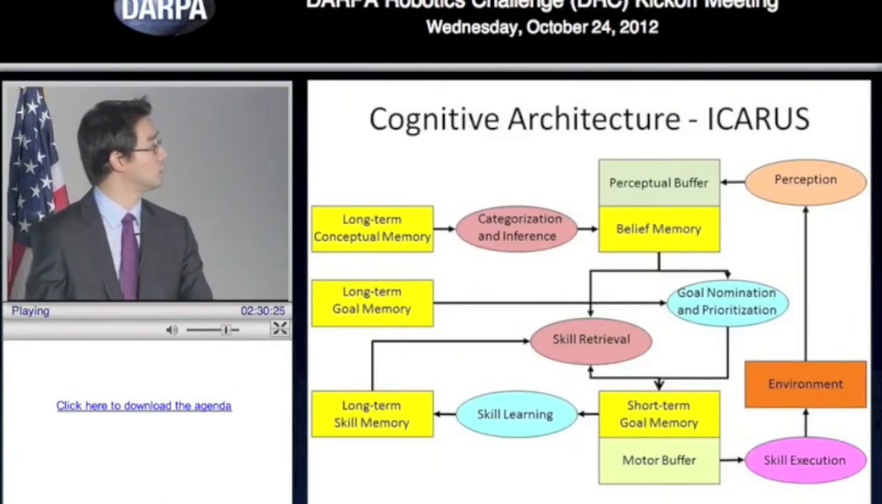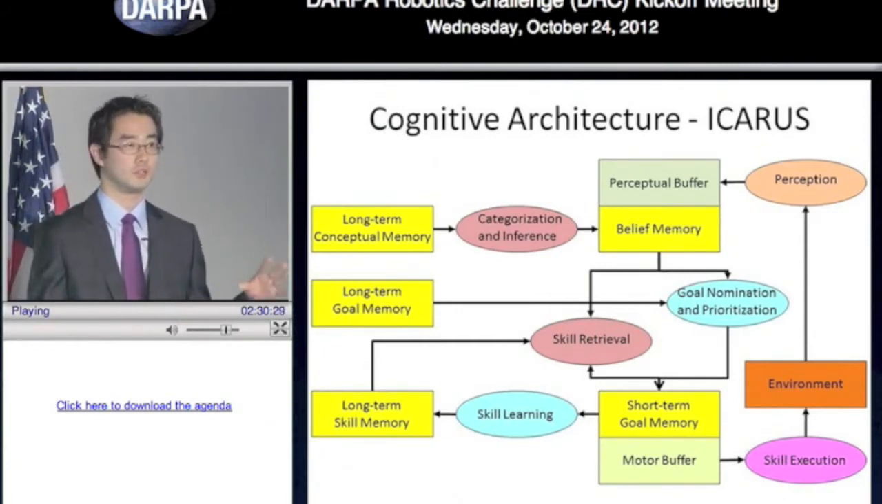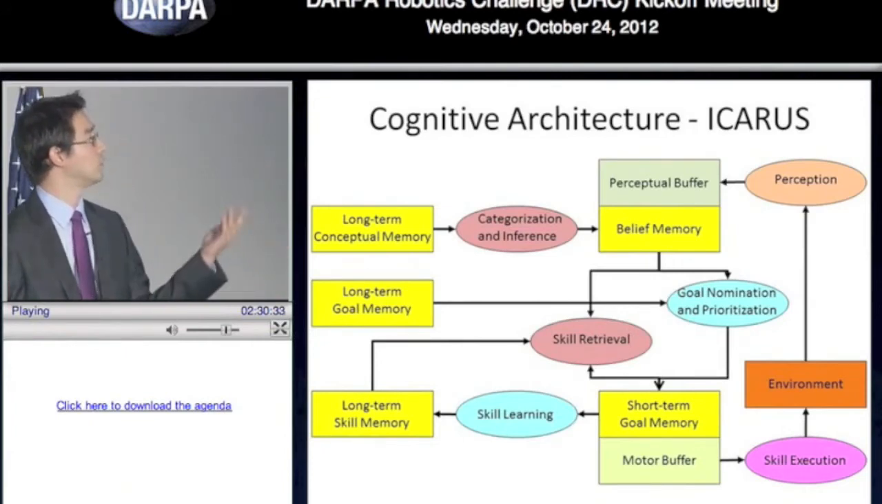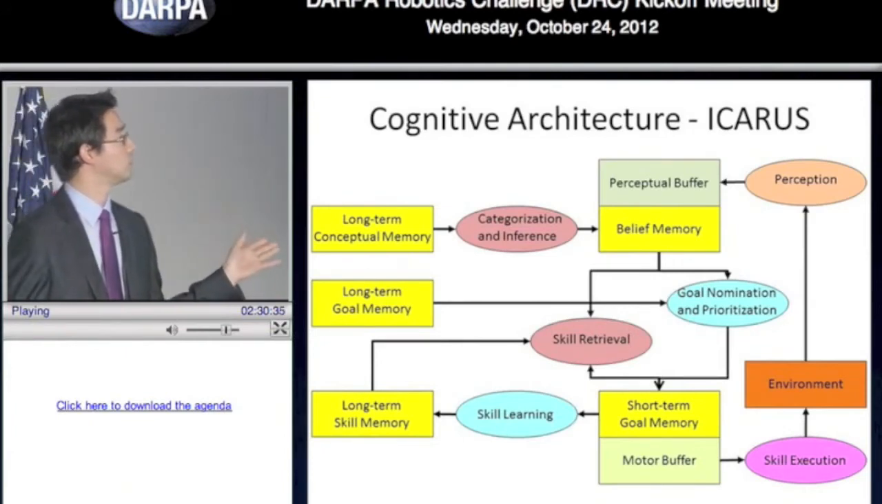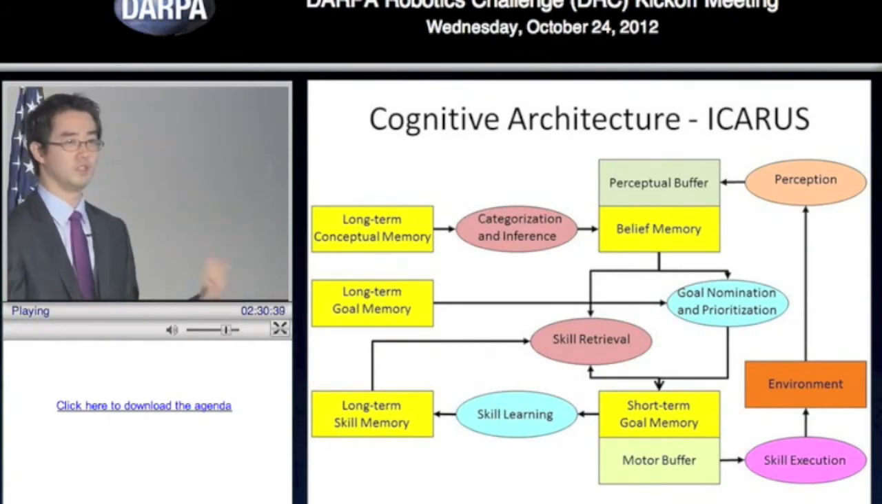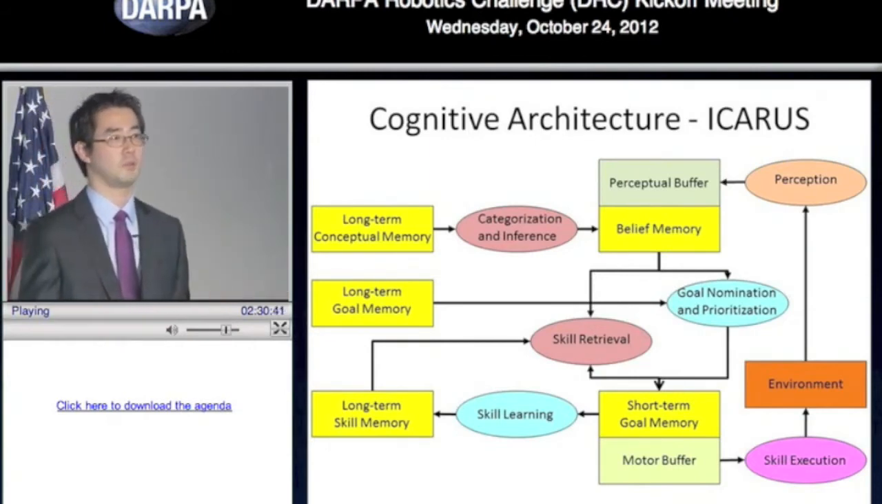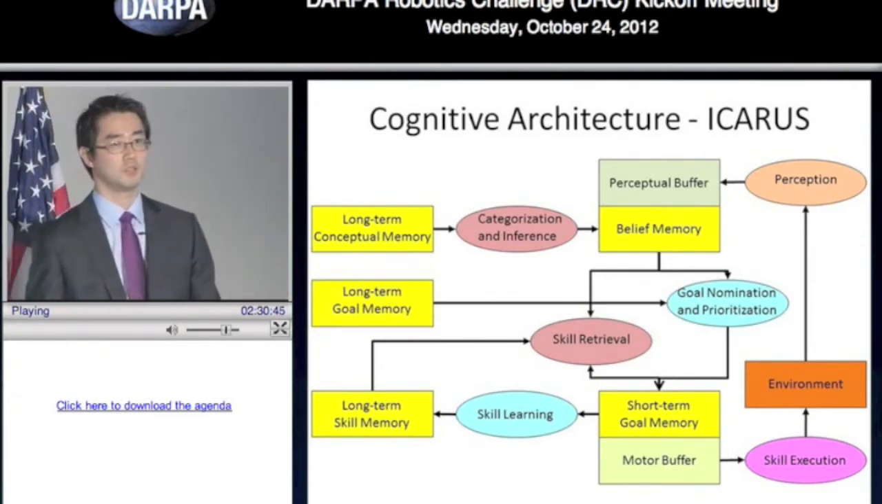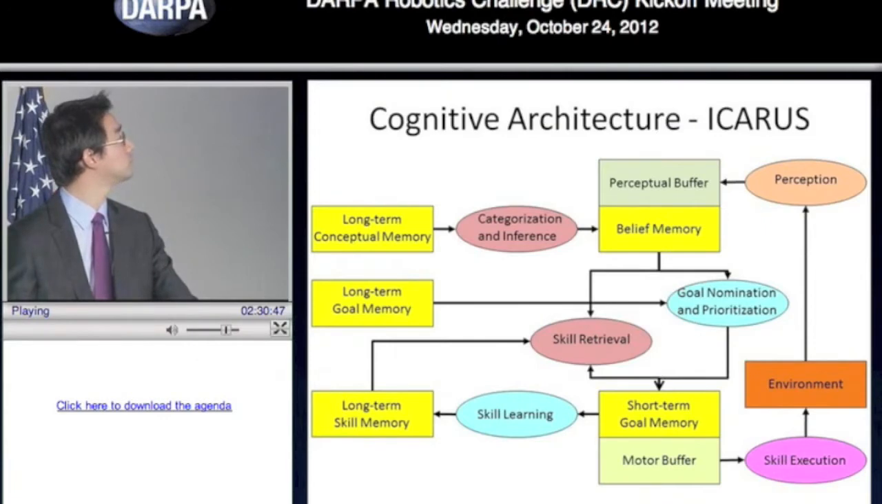And this is how the architecture looks. So basically, it goes in cycles, just like us. It proceeds from the environment, makes inference on top of those, and makes decisions about what it needs to pursue and what it needs to do at a given time. Okay, so that's the cognition part of it.